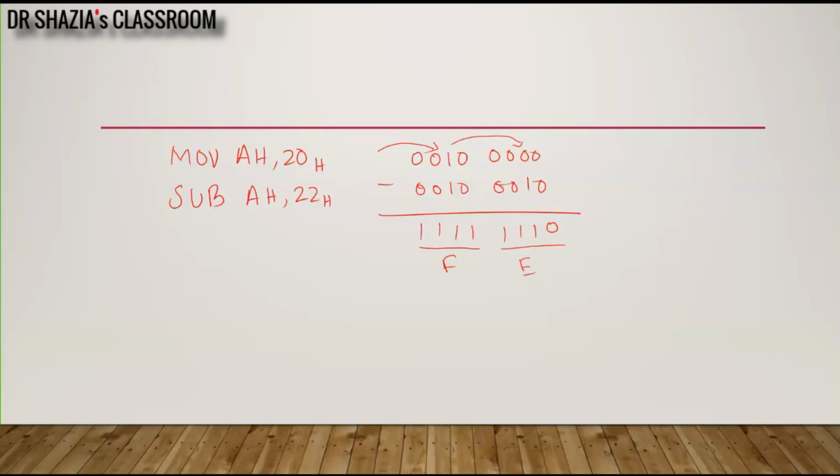Now, if this is the result, how am I going to interpret it? In this case, you can see that the zero flag will be 0 because my result is not 0. Carry flag will be high as I have taken an end borrow in this case. I need a borrow for this particular subtraction. And you can see the MSB bit is high, so my sign flag is high, the result is negative.